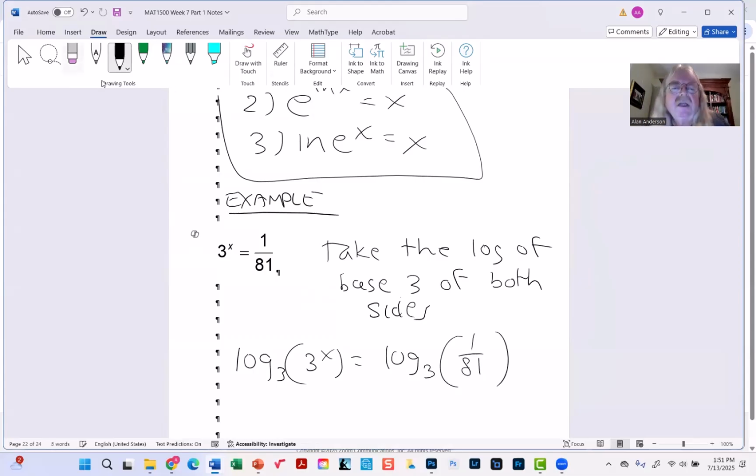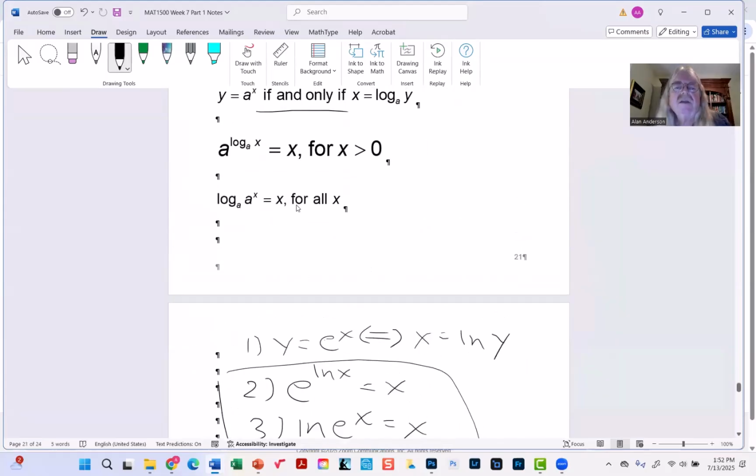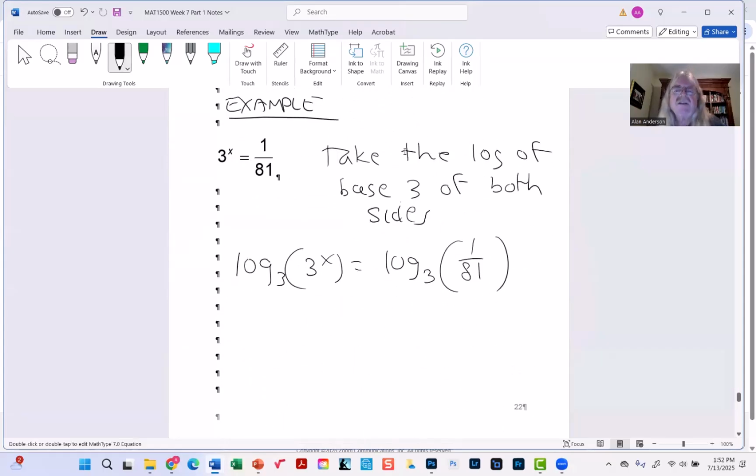Okay, now, if you come up here, you'll see that log a of a to the x, oh, there it is, equals x. How do you like that? So that implies that the left-hand side is simply x. Now, over here, what we can do is this: 1 over 81 turns out to be 3 to the minus 4th power. In other words, 3 to the fourth is 81, which means 1 over 81 must be 3 to the minus fourth, and that means that x equals negative 4.